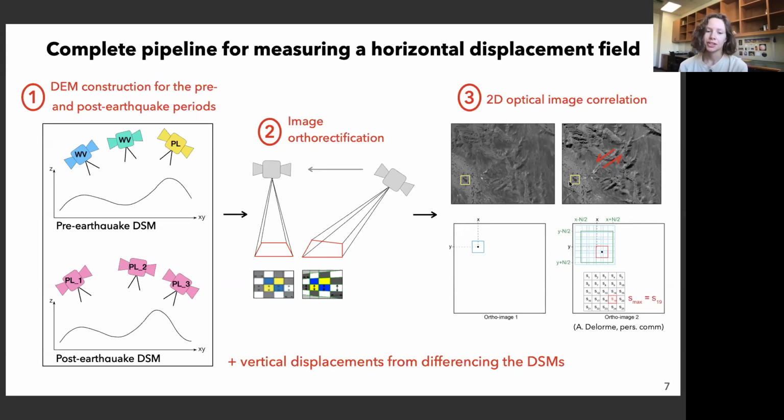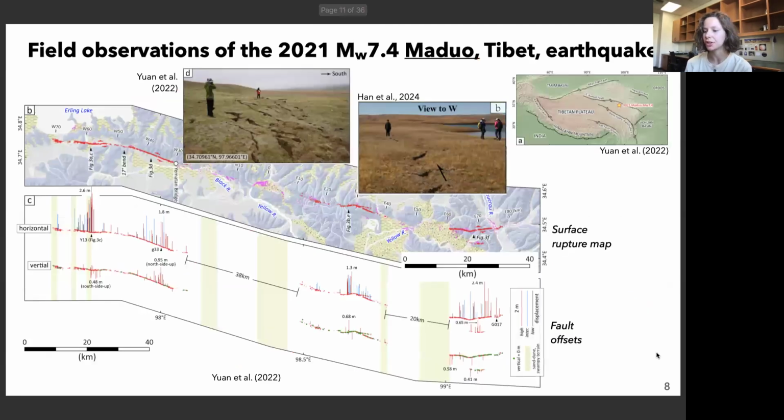Something else I haven't mentioned, I'm not really going to show results today, but you can also measure the vertical displacement from differencing the pre and the post-earthquake DSMs, and that works very well. It's pretty accurate on low noise, especially if you have the high-resolution submeter data.